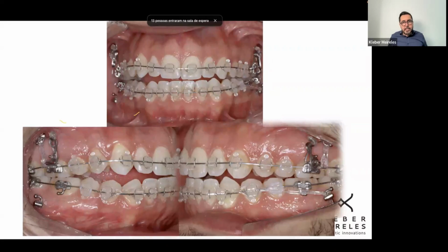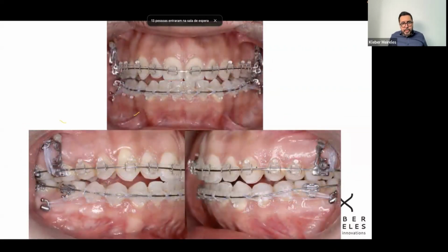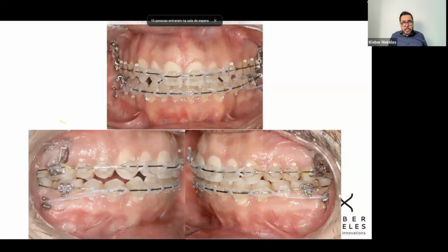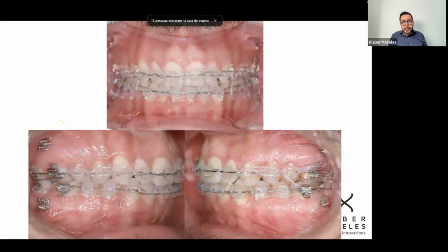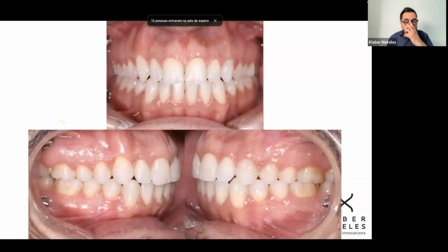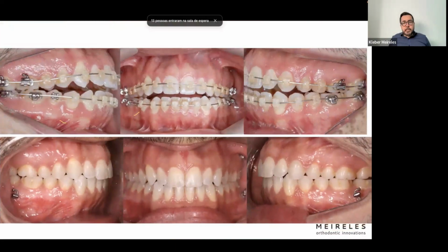And well, this is a detail of the mechanics. I usually use loops for that, but you can use just one line of action, and this is the same concept here. Intrusion of posterior, extrusion of anterior, and now we have the bite being closed, and here we have 1 year after this. No, not 1 year, I'm sorry, less than a year.